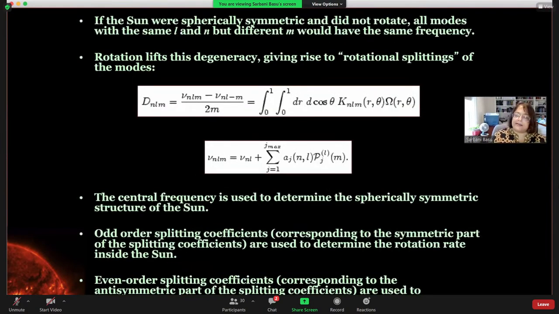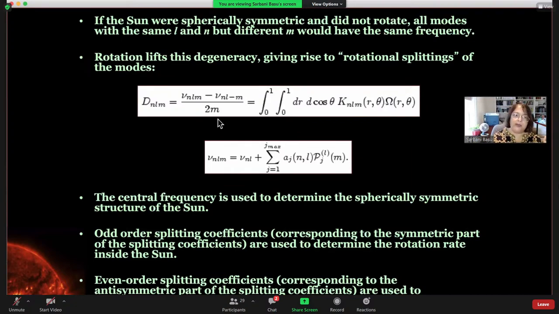Now, the thing is, when I say number of nodes along the equator, you need to be able to define an equator to do so. If you had a completely spherically symmetric object, then there is no equator, so all the modes with the same L and N, but different M, would have the same frequency. But the sun rotates, so it's not spherically symmetric. It's still spherical in shape, but it's no longer spherically symmetric because rotation breaks symmetry. Once you have a rotation, you can define an equator, a northern half, a southern half. So what rotation does is lift this degeneracy and give rise to what we call rotational splittings, meaning the plus M frequencies and the minus M frequencies are different. And these splittings depend on the rotation rate.